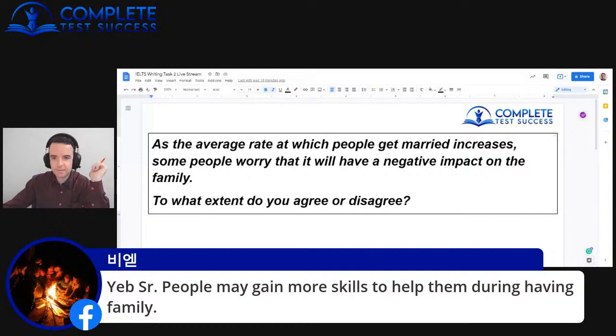Gain more skills to help them. Okay, so they'll acquire more skills. Actually, do you know what? That's too vague, because what skills are you referring to? So that's a classic case of a vague idea where you're saying they'll gain more skills, and it's relevant. I mean, it's definitely relevant, but it's not specific because I don't know what skills you're talking about. And again, for a main idea, you should just focus on one skill, not several skills. So you need to dig a bit deeper with that.